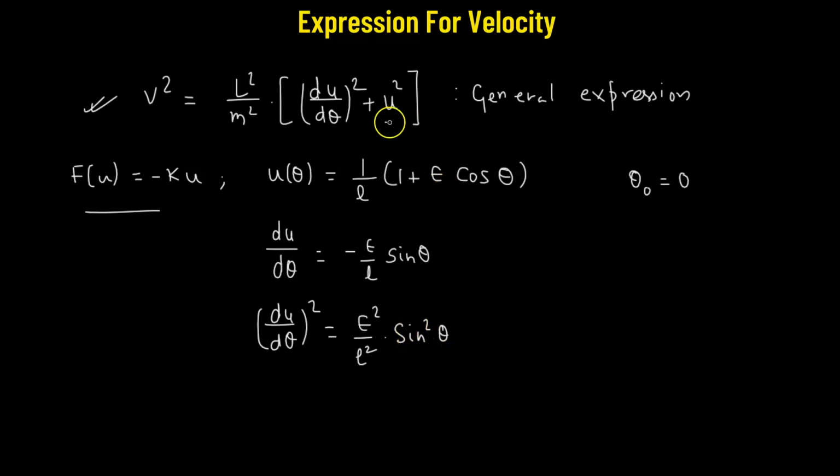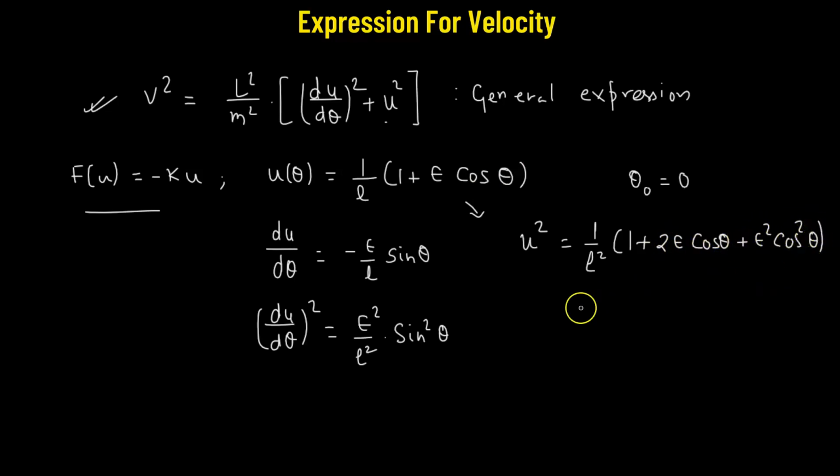Fine. Then we also need a u squared term, so we'll square this. So we'll have u squared equals 1 over L squared times 1 plus epsilon cosine theta whole squared. So that's an identity. So we have 1 plus 2 epsilon cosine of theta plus epsilon squared cosine squared theta, which is 1 over L squared plus 2 epsilon over L squared cosine of theta plus epsilon squared over L squared times cosine squared theta. So we'll add these two terms.